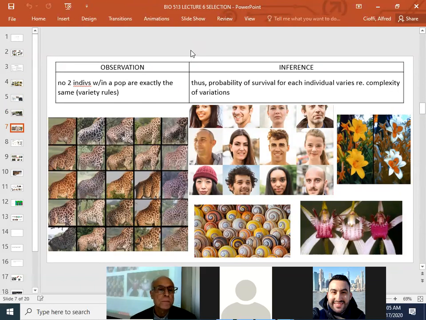The last observation, the variety. These are all, what are these called? Giraffes. You can see the giraffes, they're all the same species, but no two individual giraffes have the same pattern. No two have the same pattern. Aside from the one here that is super fat, chubby, has a beer belly. But aside from that, the pattern is very different. They're all giraffes, humans, faces.